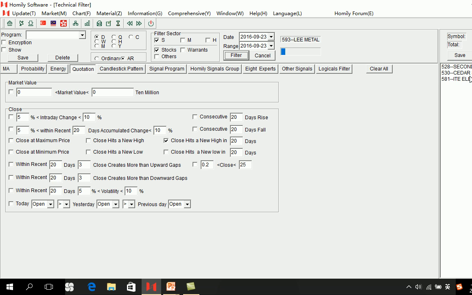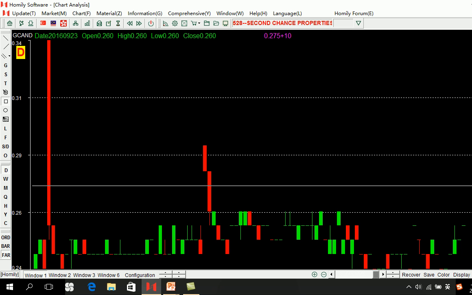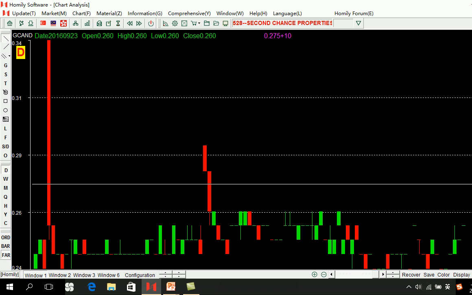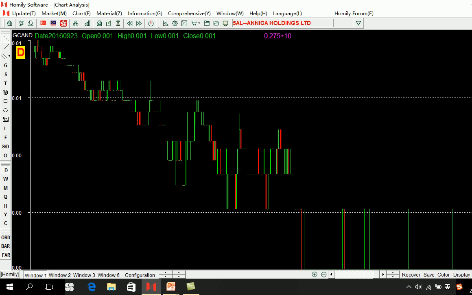Okay, then we can filter. Later we will analyze these stocks, whether they are suitable for this method or not. So we can see the first share. If you use this method to filter some stocks, can we delete this one or not? This one, no, right? So we can find the next one. The next one is still not good. So this one cannot. This one cannot.